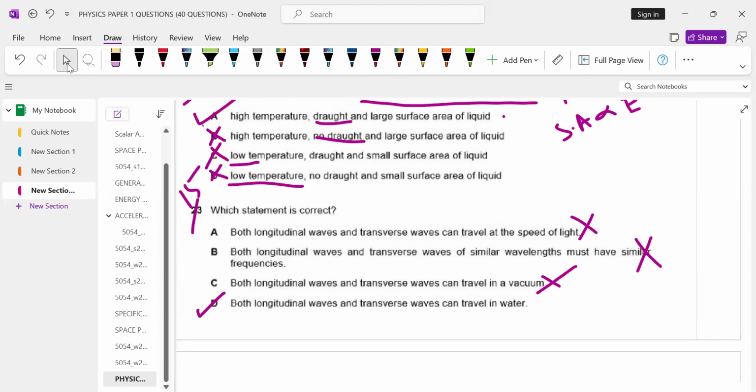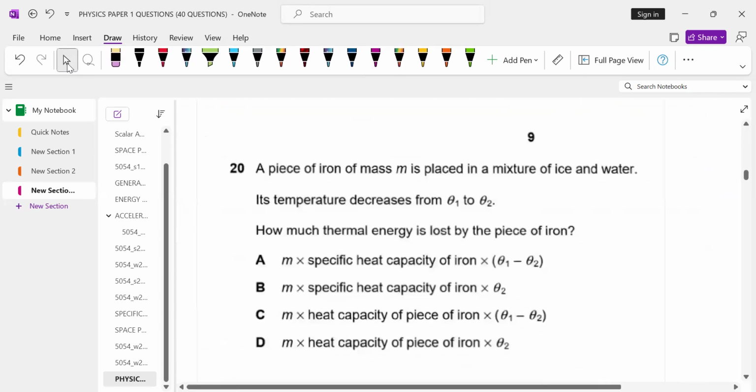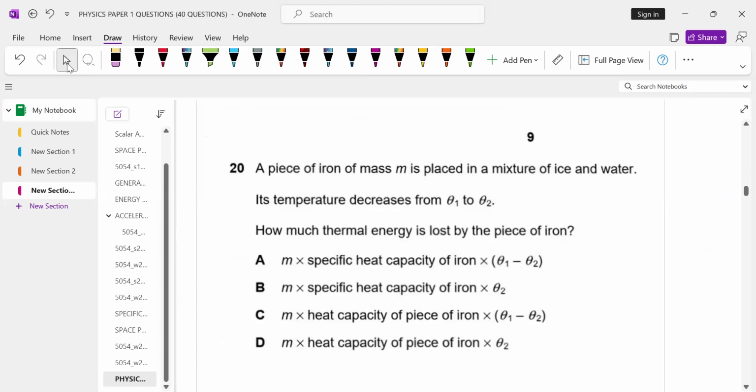Then let's move towards question number 16. Question number 16 says a piece of iron of mass m is placed in a mixture of ice and water. Its temperature decreases from theta 1 to theta 2. How much thermal energy is lost by the piece of iron? To calculate the thermal energy lost by the piece of iron, you need to remember that the mass is given as m. So when the mass is given, it means that the specific heat capacity formula is used.